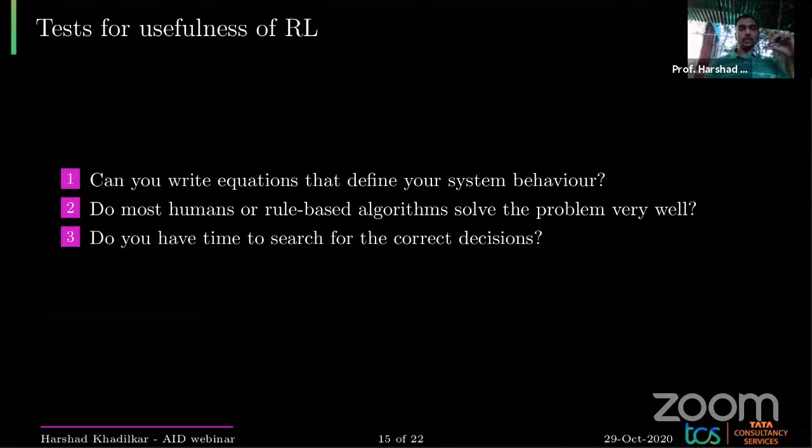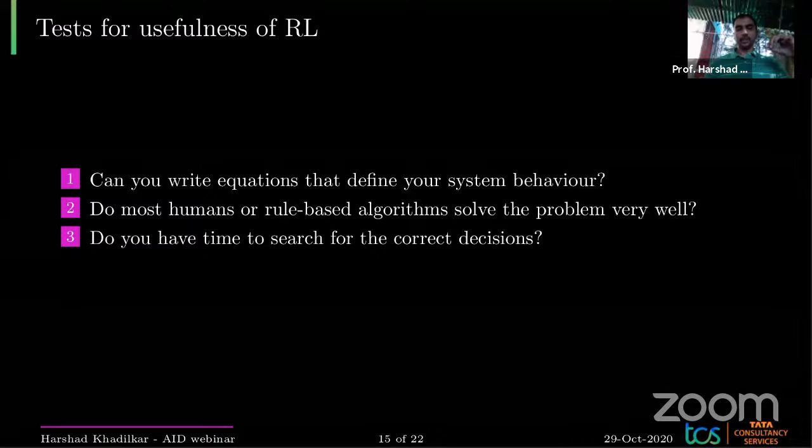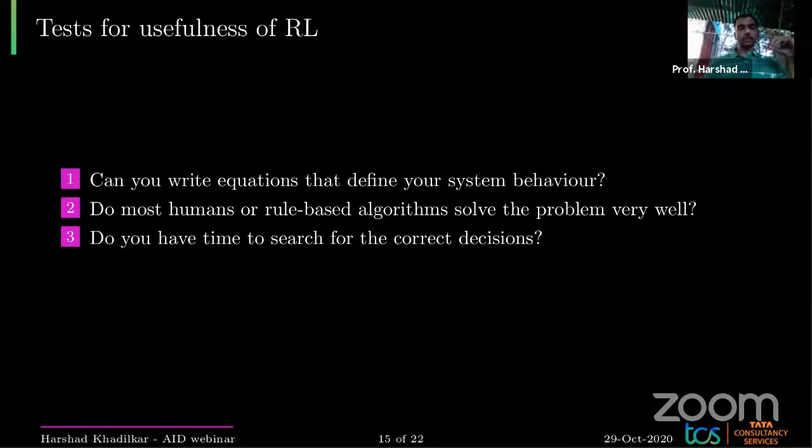The third question that we need to ask is, do you have time to search for the right decisions? If you are, say, developing the timetable for a railway network, you have probably 6 months to define the timetable. Then you don't need something that gives you approximate answers. You can actually invest the time and effort and come up with the perfect timetable, which is what most railway networks do right now.